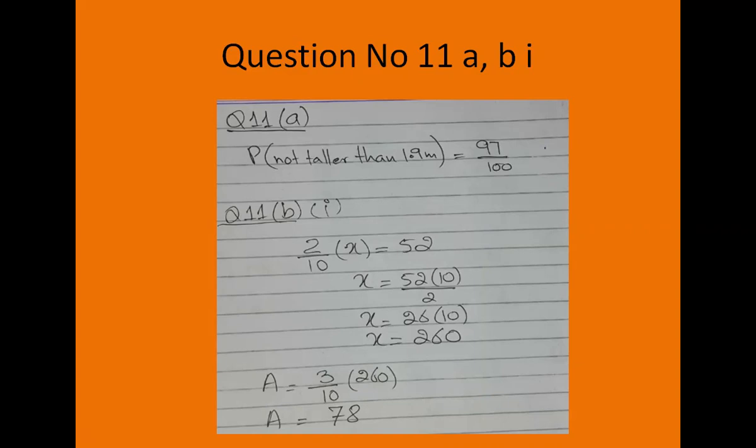Now I want to find out how many people are saying A. The A is 0.3. 0.3 means 3 by 10. 3 by 10 of 260, since total people are 260 in that survey, that will be 78. That is one way of doing this. And we can use the other method also.